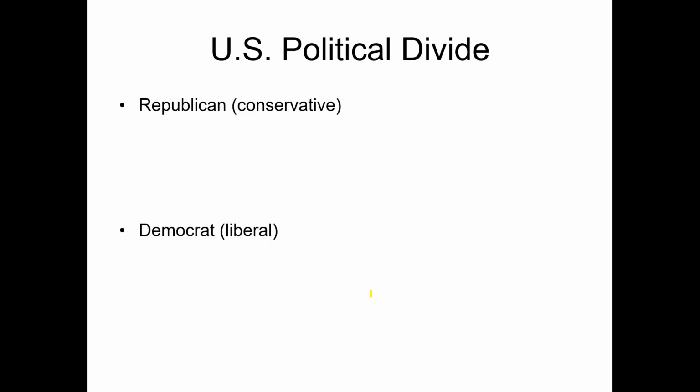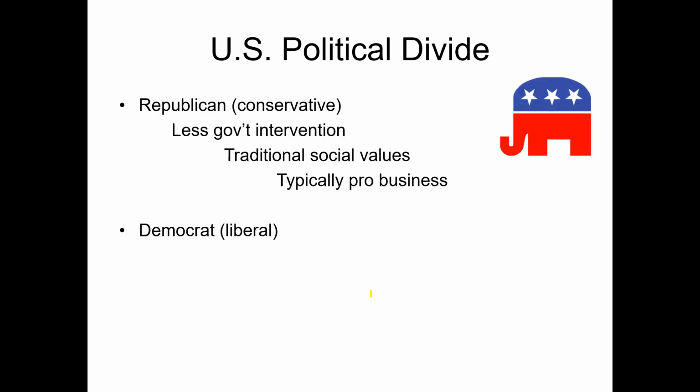Let's review just a little bit about the differences in the U.S. two-party system. We'll talk a little bit more about how the two-party system evolved, but we have the Republican or conservative-leaning party that generally advocates for less government intervention, looking at more traditional social family values, potentially a little bit more religious-leaning values, and leaning more towards pro-business, pro-corporate interests, pro-small business interests.